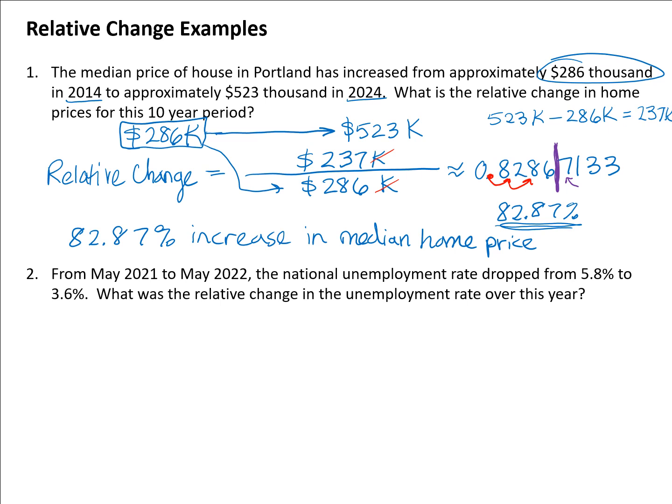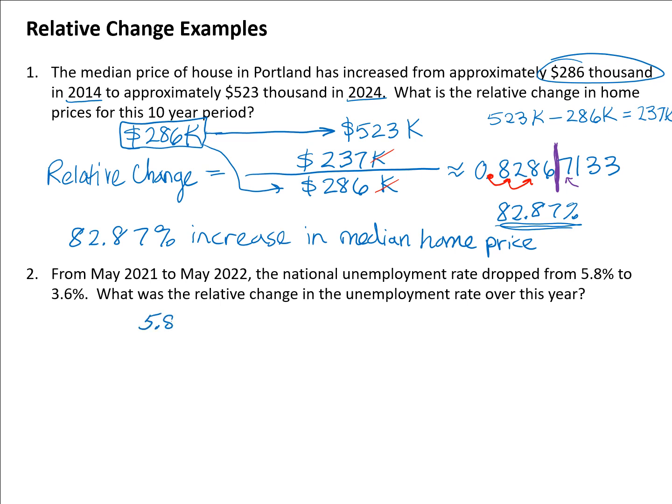Now let's look at a second example, this time unemployment rates. From May 2021 to May 2022, the national unemployment rate dropped from 5.8% to 3.6%. What was the relative change of the unemployment rate over this year? So now we're just looking at how it changed over the course of a single year instead of 10 years.